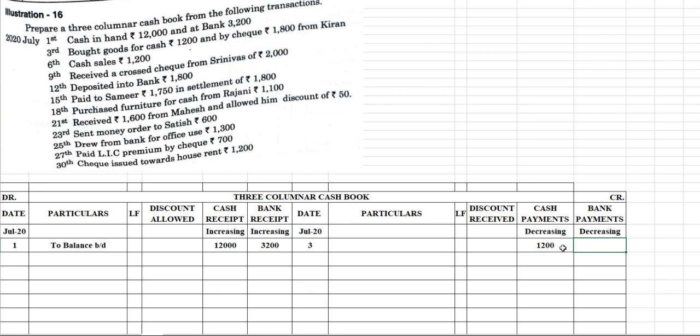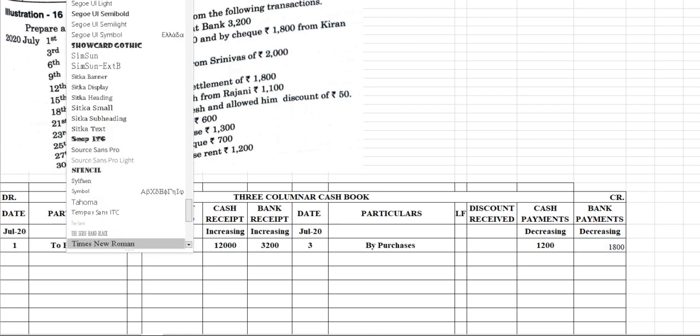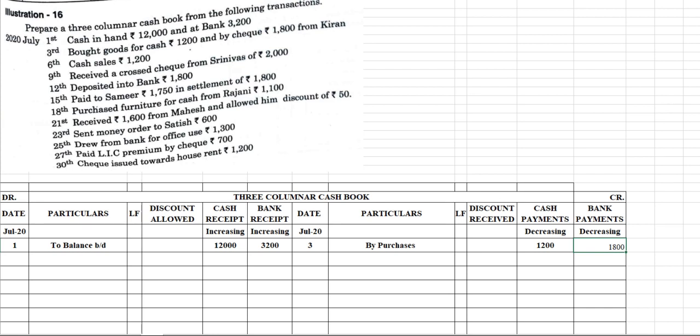And 1,800 rupees. Why? It is because goods are purchased by purchasers. Bought goods for cash 1,200 rupees on the same day, and by check 1,800 rupees from Kiran. So that is what we need to record here. By paying by check, we have received the goods, purchased the goods.